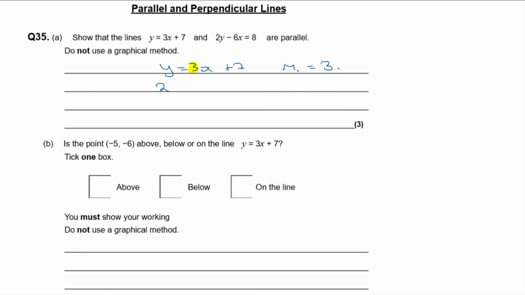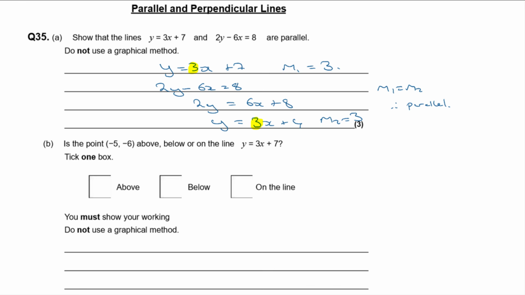And for the second equation, 2y minus 6x equals 8. Rearranging, that gives me 2y equals 6x plus 8. Dividing everything by 2, I get y equals 3x plus 4. So the gradient of this line is that value in front of the x. So m2 is equal to 3. So we found that m1 equals m2. Therefore, they are parallel.